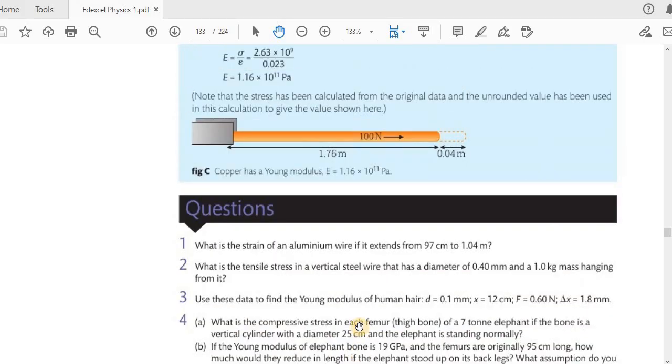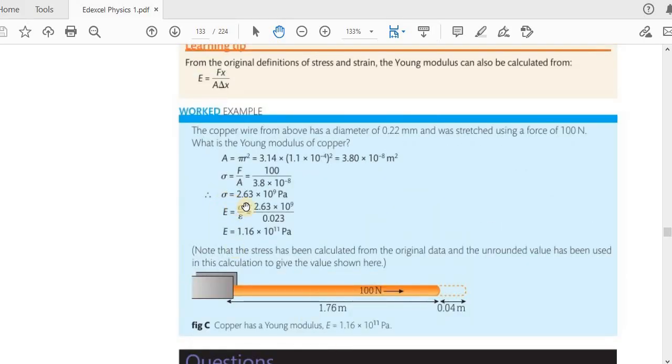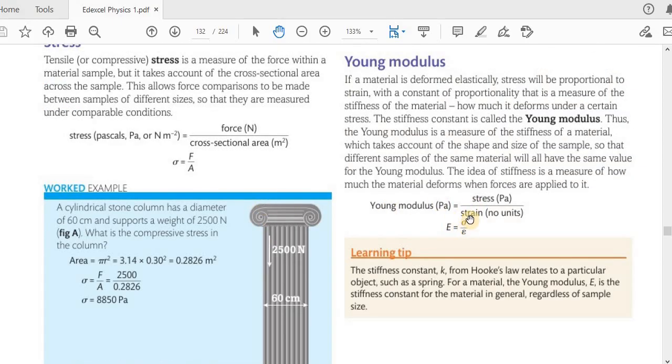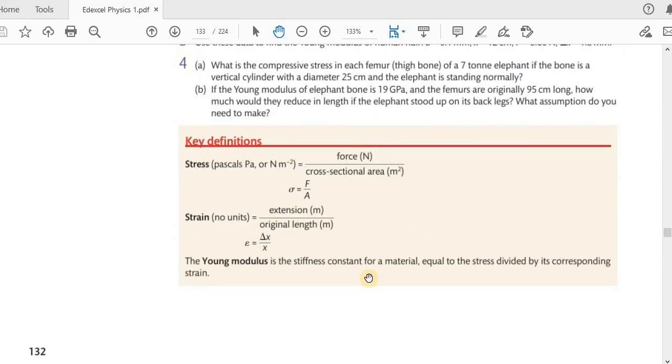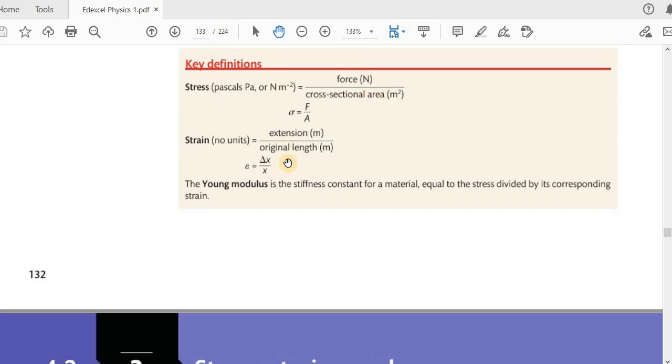They should have actually given you the equation also here. So this is the equation. We'll show you the original one. This is the one. Okay, so in words, this is actually stress divided by its corresponding strain. Then stress is force over cross-sectional area, strain is extension over original length. Here you can see the units cancel out, so this does not have a unit. Then stress is newtons per square meter, which is the same as pascals. Okay, so that's the end of that.